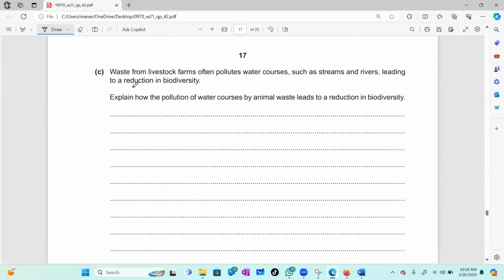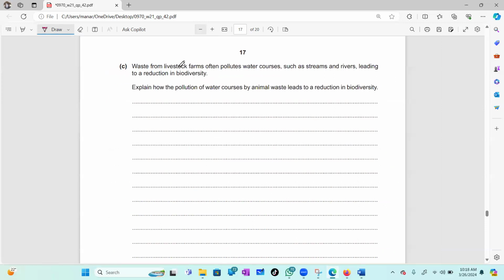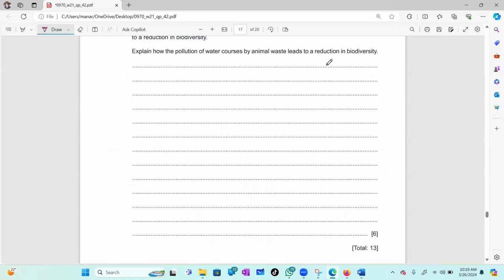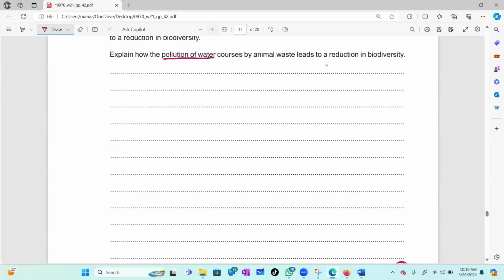Okay. Now the last question, also a very easy question. Waste from livestock farms often pollute water courses such as streams and rivers, leading to a reduction in biodiversity. Explain how the pollution of water courses by animal waste leads to a reduction in biodiversity. So here, this is 6 marks. The pollution of water here, what do you talk about? What's the objective here that you will talk about?